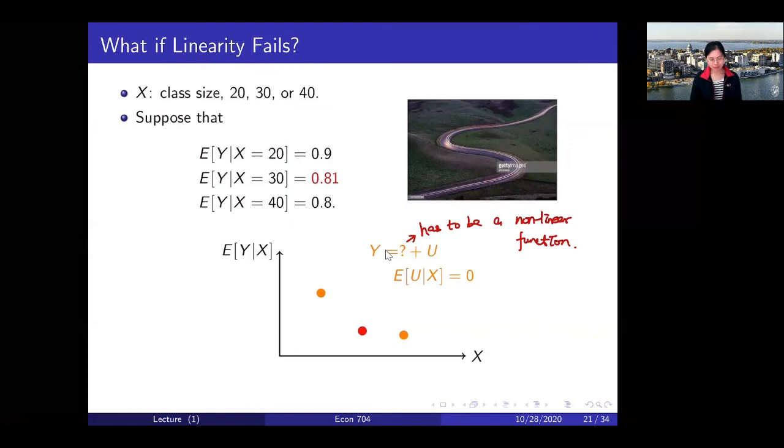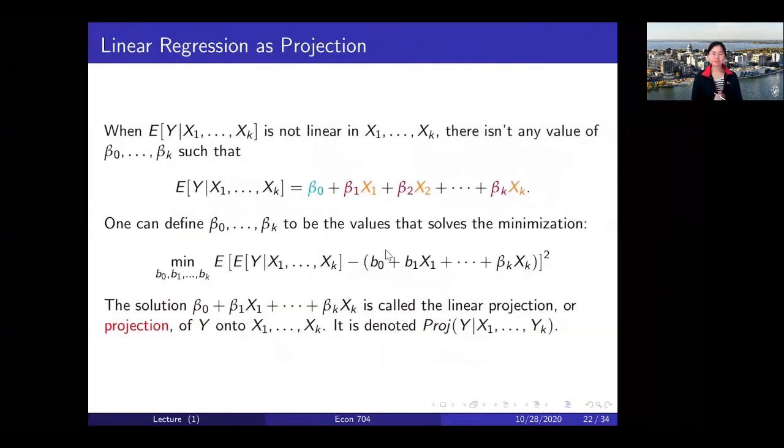But instead, let me talk about a remedy to nonlinearity, and that doesn't involve nonlinear regression. Okay, this may be called a remedy, or maybe called something else, like a compromise. And that's treating the linear regression equation not as a conditional mean model, but as a projection model.